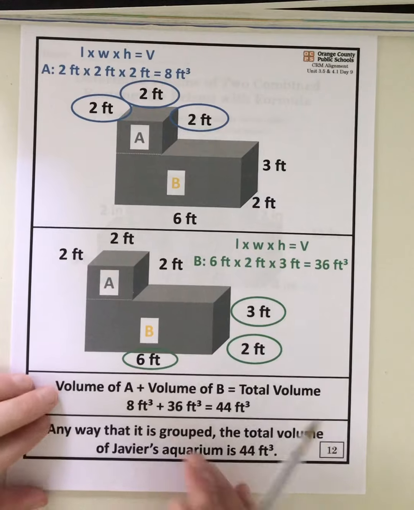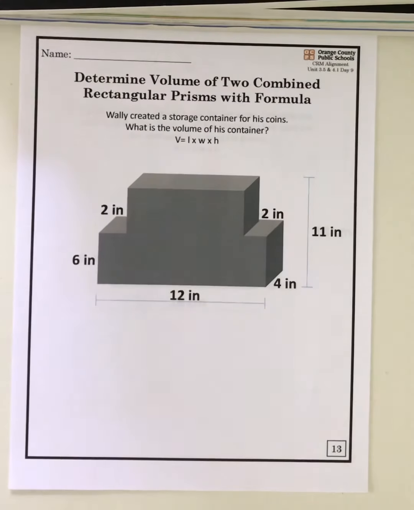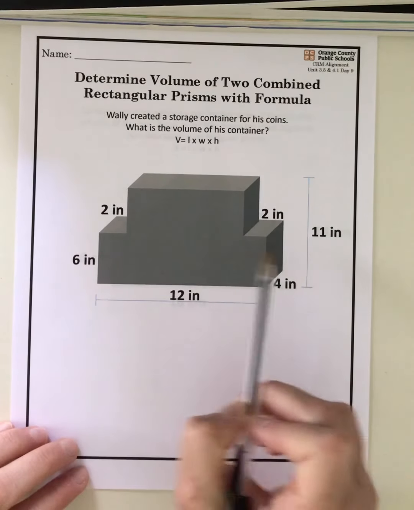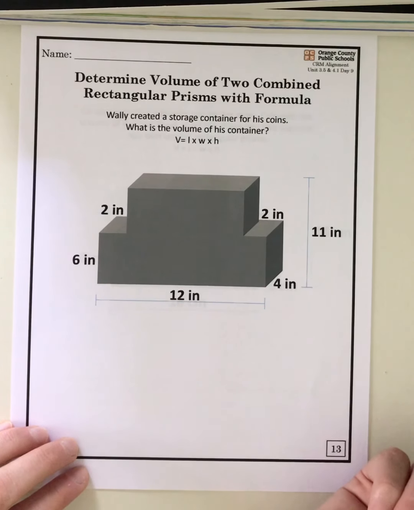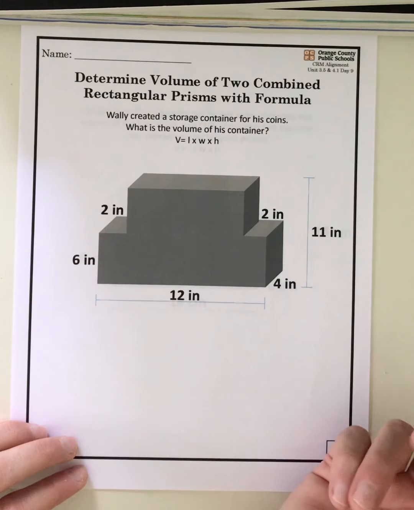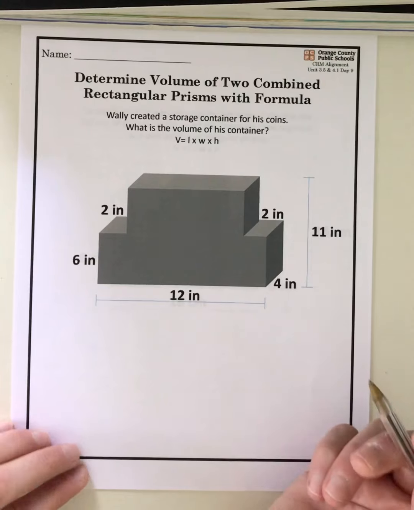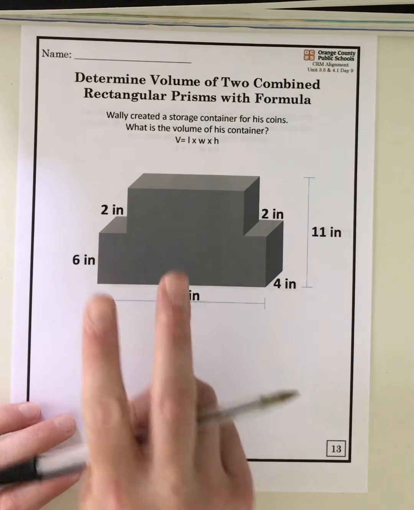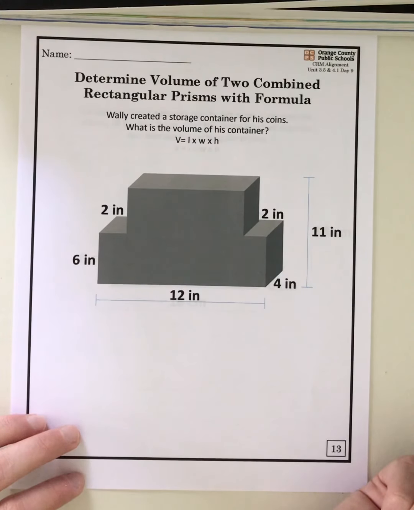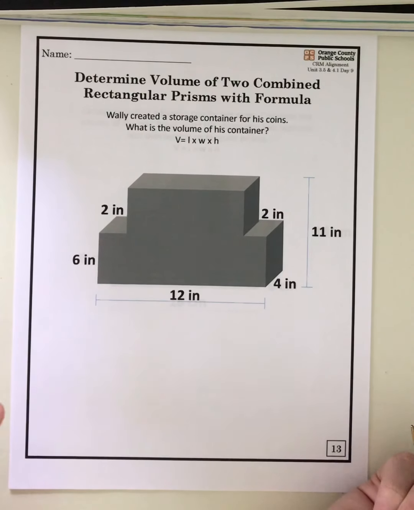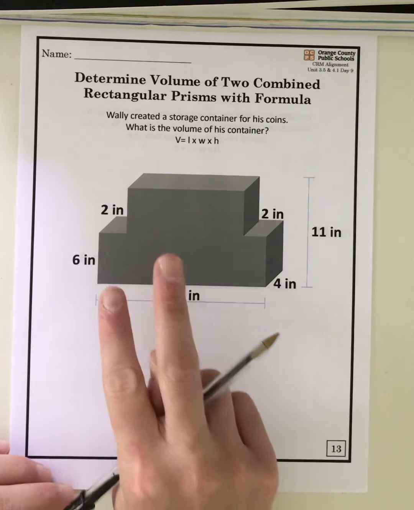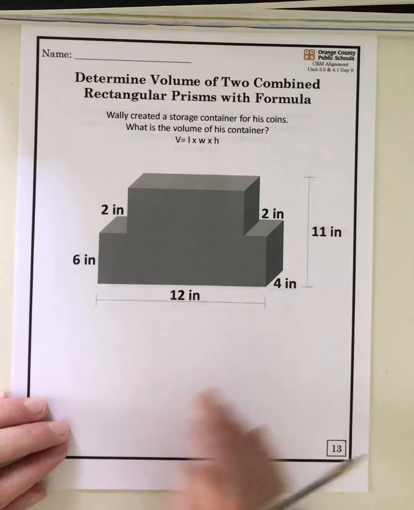That's important because on your practice problems today, it doesn't show you where to cut it. So you're going to have to decide. But if I were you, I would make sure when I cut it, I'm only working with 2 rectangular prisms, because it's much easier to find just the volume of 2 instead of trying to find the volume of 3.